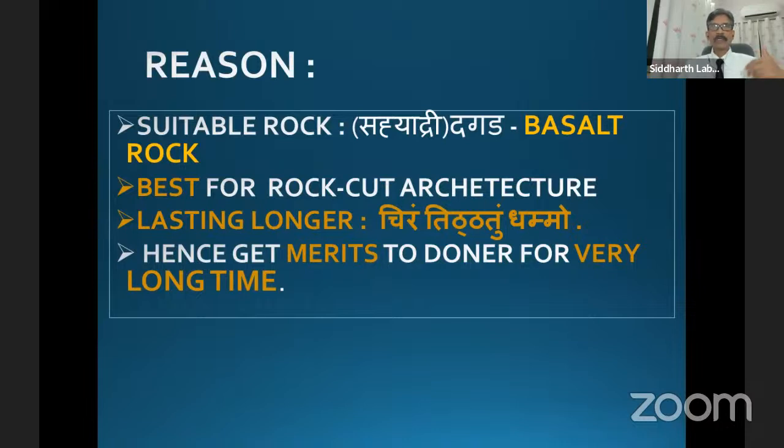As long as one is donating or creating the rock cut architecture, the person who takes advantage of that particular site will meditate there, consume water, and venerate the monks. Monks will stay there, and there will be Dhamma discussion also. Whatever merits are earned out of that will reach the donor. This is the concept of making rock cut architecture by the donors, right?